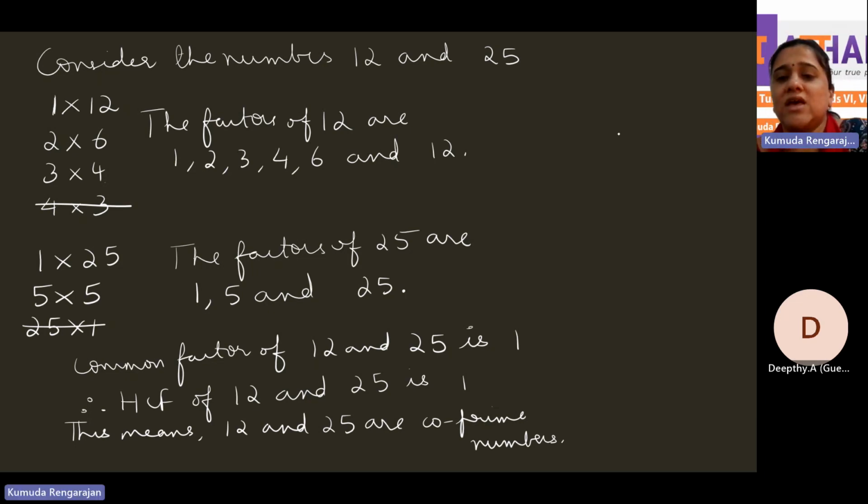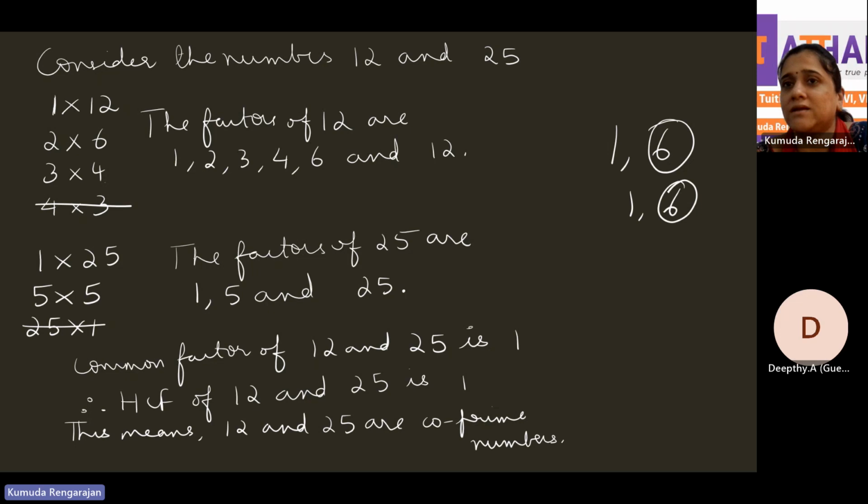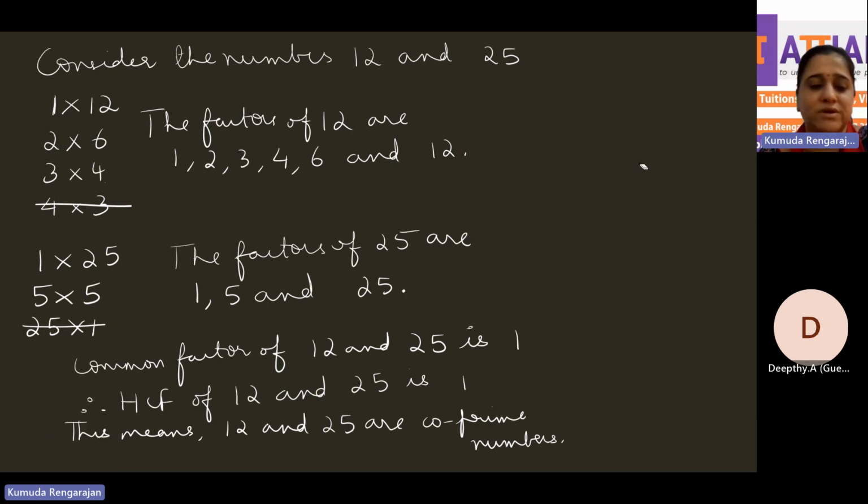Supposing the two numbers had 1 and 6 in common, then the highest common factor is 6. But now what is common? 1. So the HCF is also 1. So if the HCF of two numbers is 1, then they are said to be co-prime numbers.